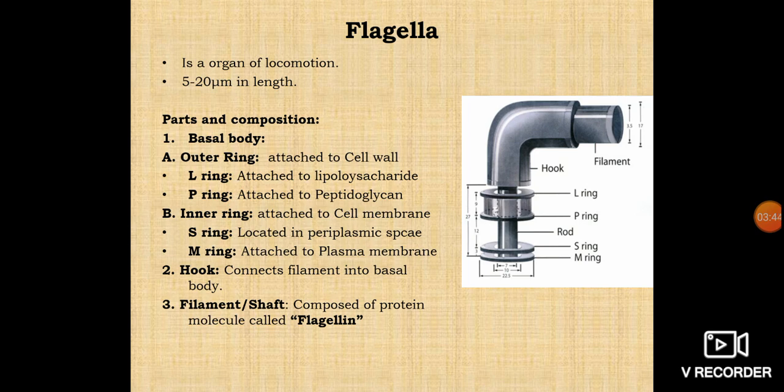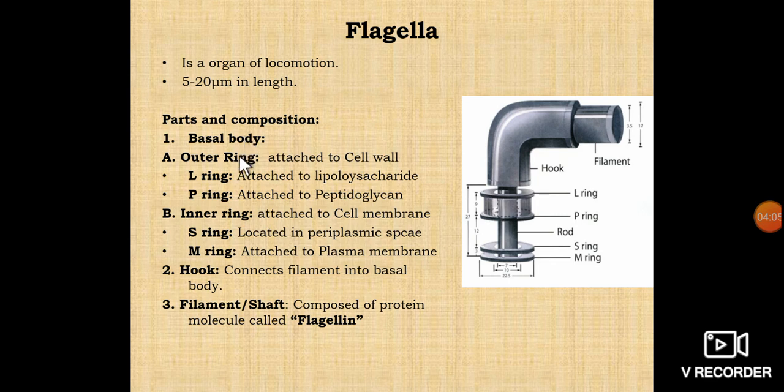Now come to the flagellum. The flagellum is an organ of locomotion. Its length is about 5 to 10 micron. Let's see the composition and parts of the flagellum. The flagellum has three parts. One is the basal body, this is the basal body you are seeing. Then the hook, and finally the filament.